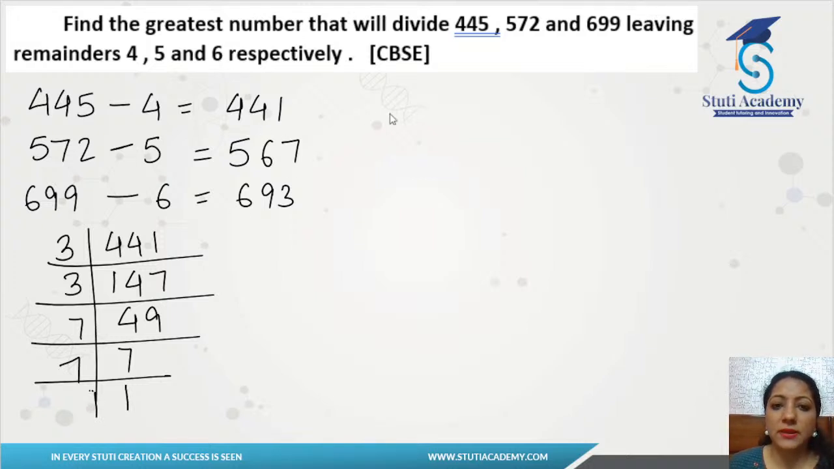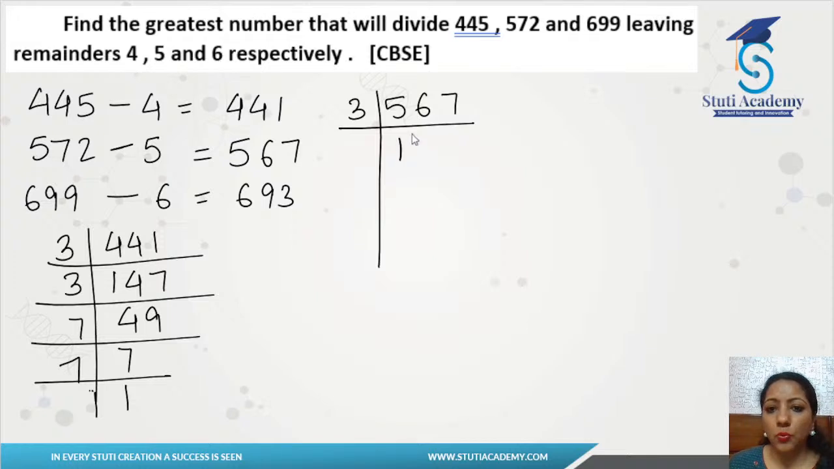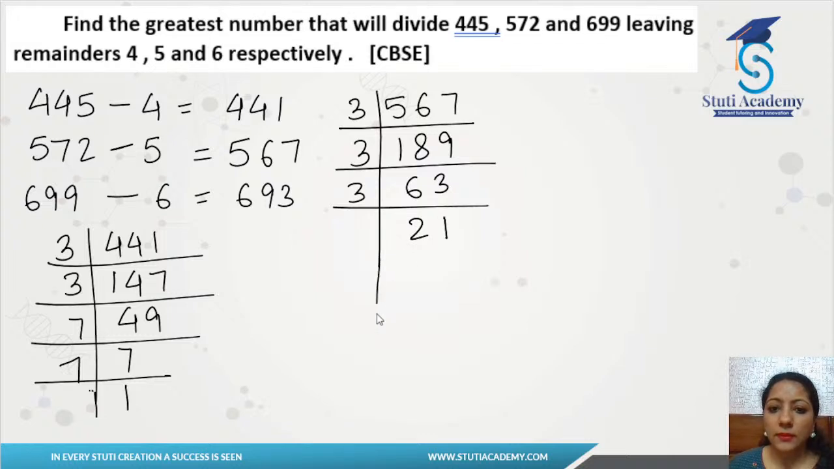Now let's take 567. We have 567 and this is going to be divisible by 3. Let's see. We have 189 here. This will divide by 3. We'll get 63. This by 3. We are going to get here 21. Then by 3 again. We'll get 7, 7 and 1.